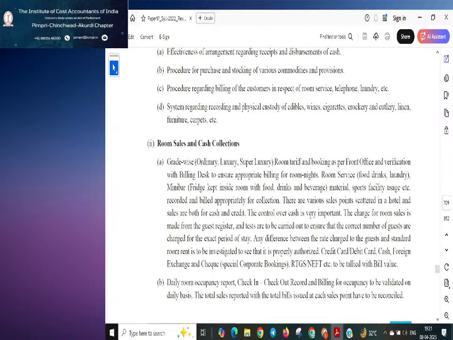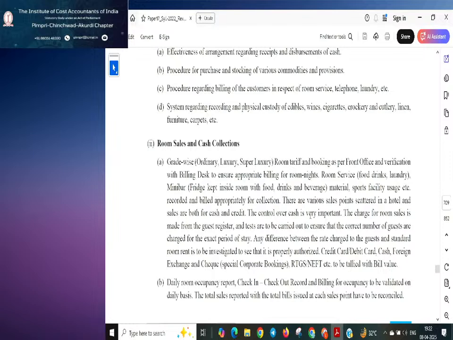Any difference between the rate charged to the guest and the standard room rent is to be investigated, so that it is properly authorized. Credit card transactions, debit card transactions, foreign exchange and checks in case of special corporate bookings, NEFT transfers, etc. should be tallied with the bill value. There are a lot of ways in which the payment can occur. If it is online, then we have an online record, but when it comes to cash, it becomes a bit difficult, and when it comes to foreign exchange.